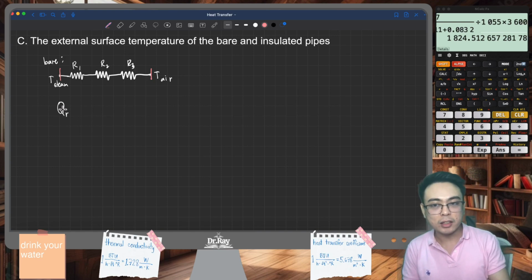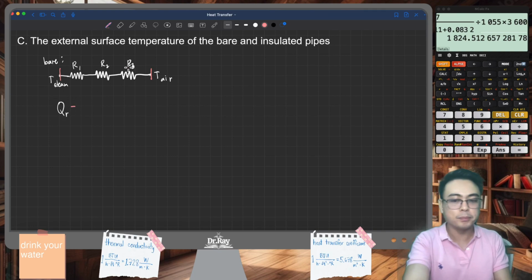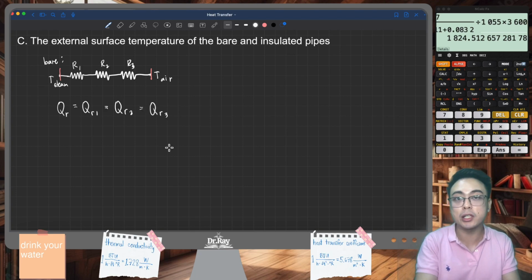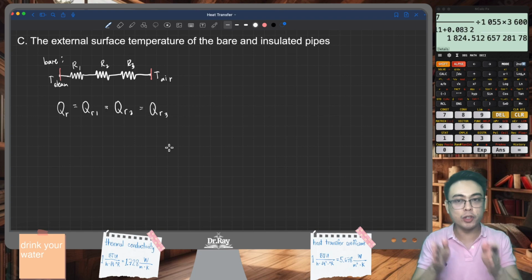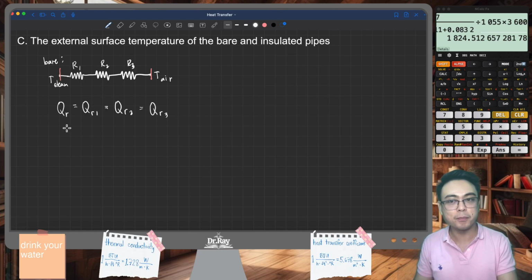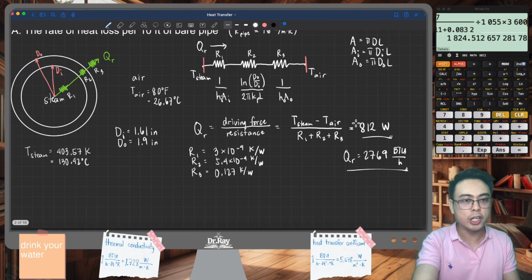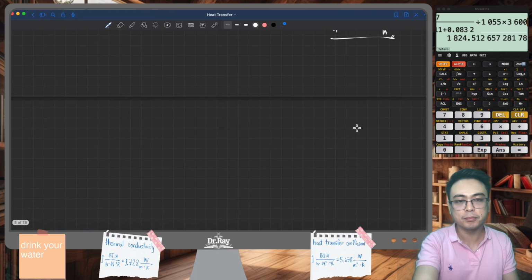That means that the total rate of heat transfer QR is also equal to the rate of heat transfer experienced in the first resistance, that's still equal to the rate of heat transfer in the second resistance. It's still equal to the rate of heat transfer in the third resistance. No matter how you divide this diagram right here, the rate of heat transfer is constant. Let me get that value again. For the bare pipe, Q is 812 watts.